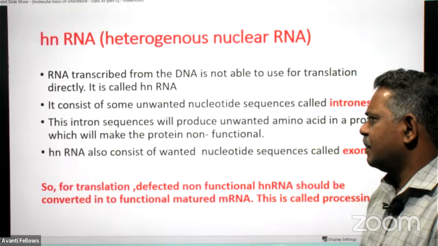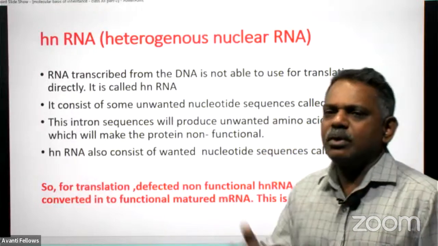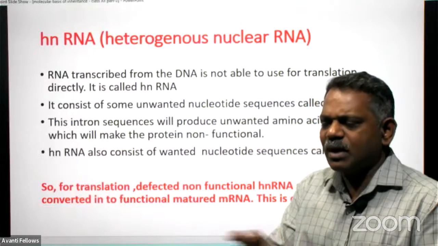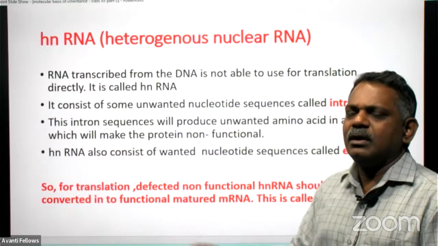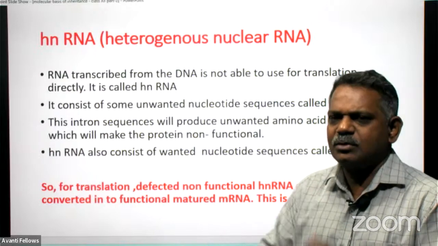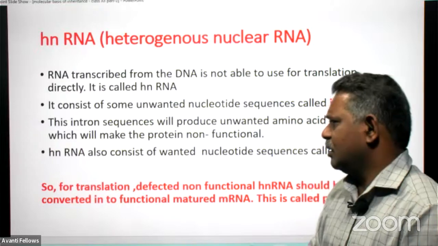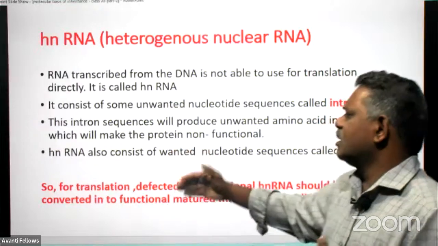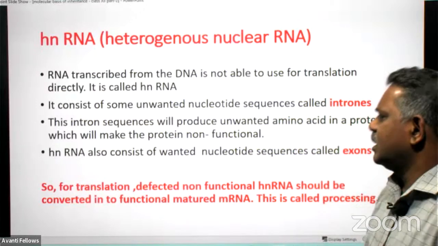If introns are not removed, it is not possible to produce the functional protein, because some extra amino acids will be there in the protein. It totally disturbs the sequence. So naturally, that will not work in the cell as a functional protein. So hnRNA also consists of the wanted nucleotide sequence, and it is called exons.